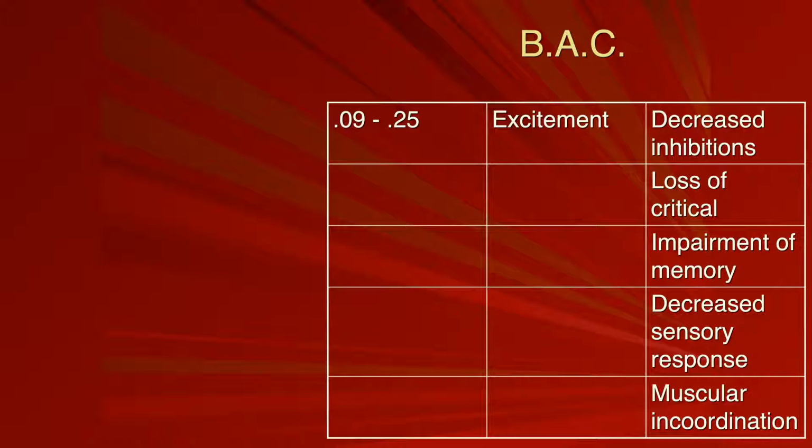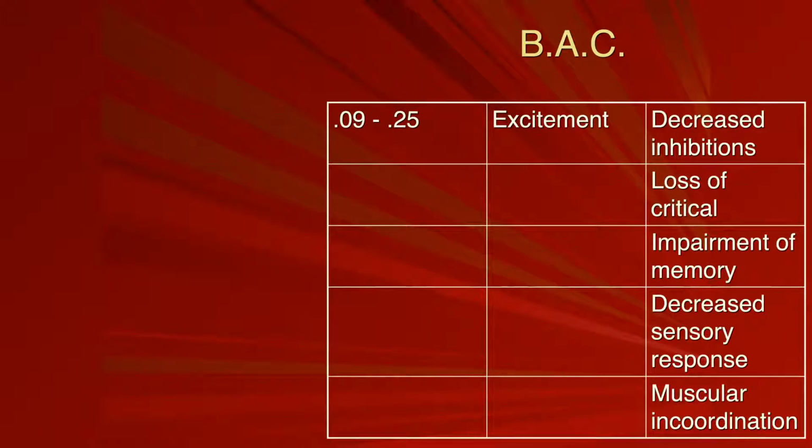What is your body like? Decreased inhibitions, which means you do stuff that you would not normally do. This is the guy at a party standing on a table with a lampshade on his head singing his favorite Justin Bieber song. Okay, he normally would not do that. Loss of critical judgment, impaired memory, decreased sensory responses, which means that you call out their name, they don't respond to you, they don't hear it.